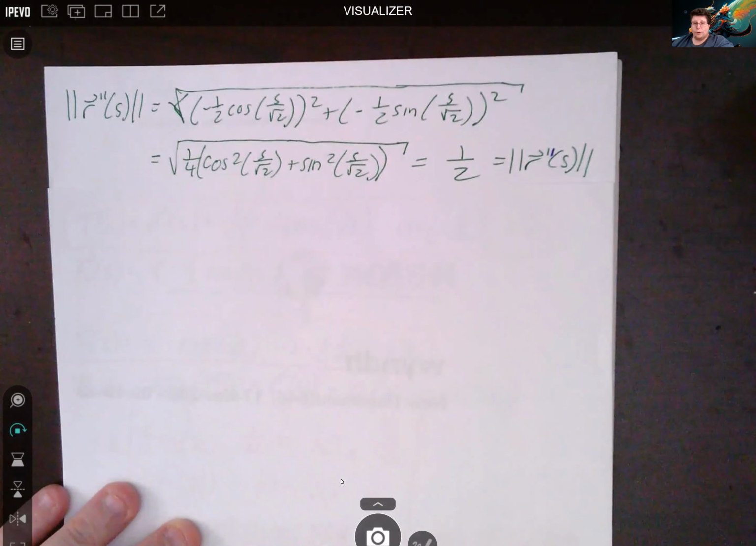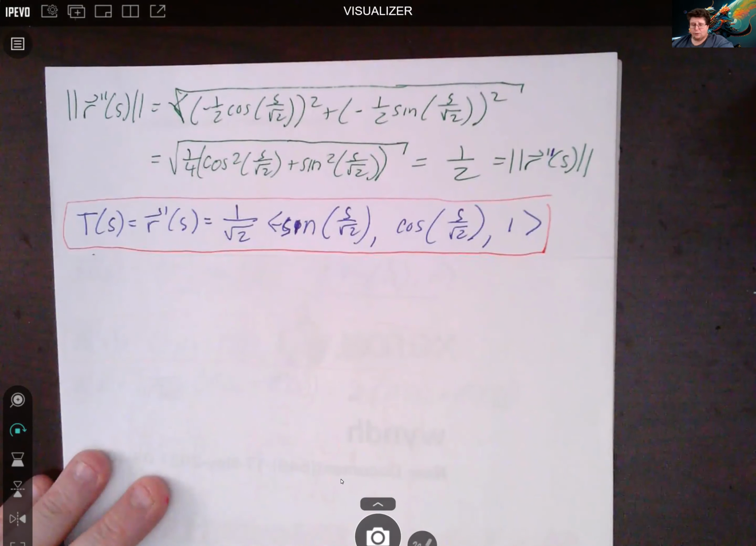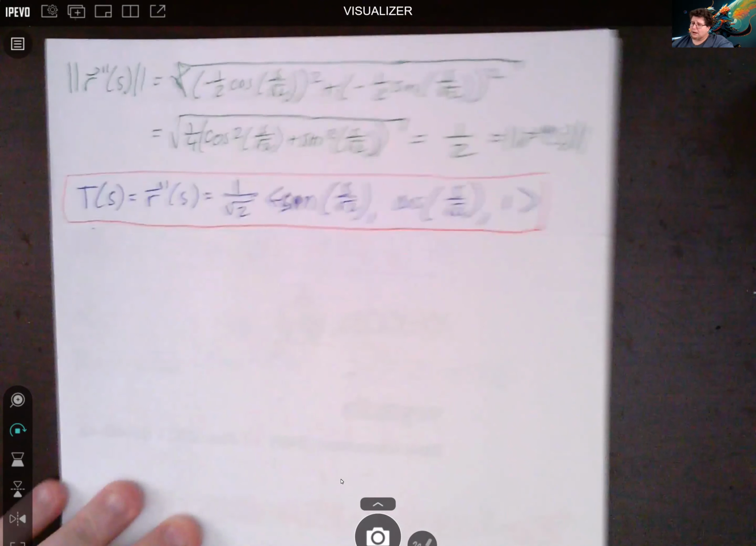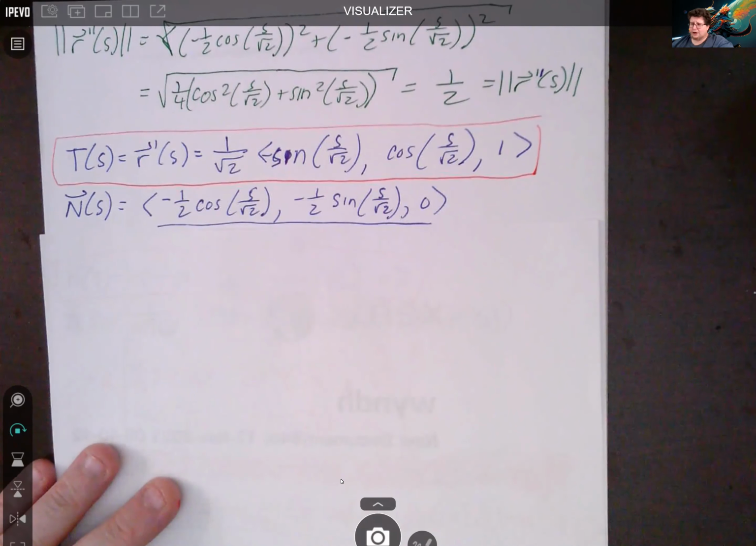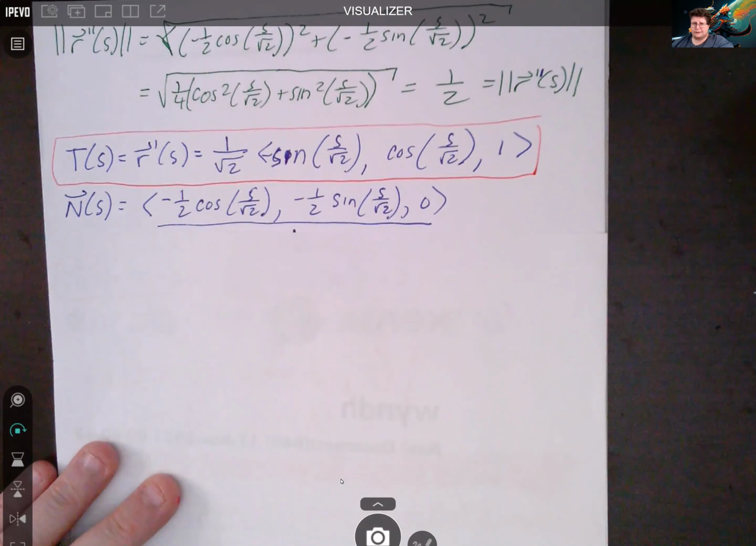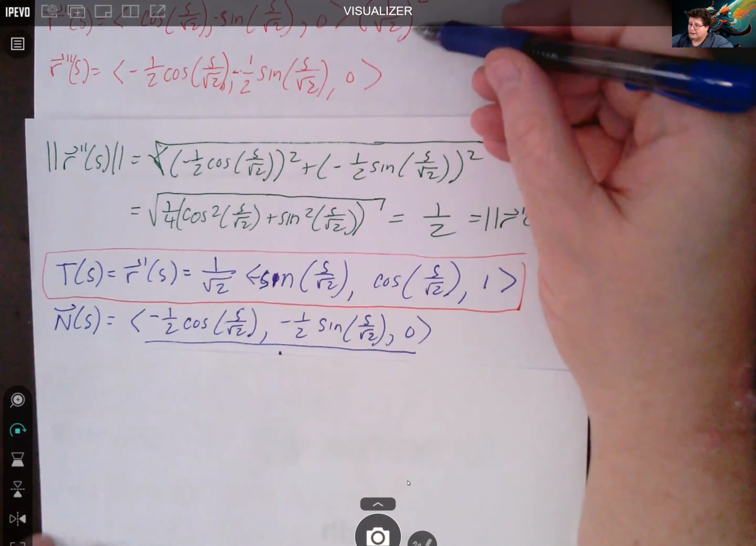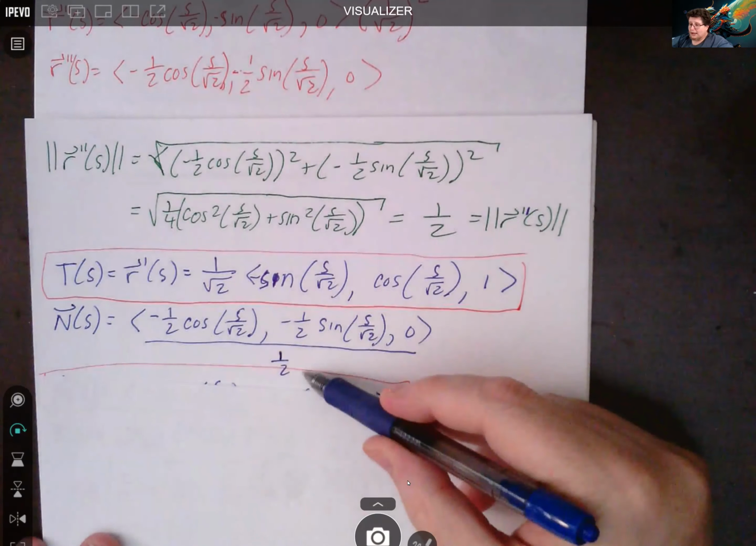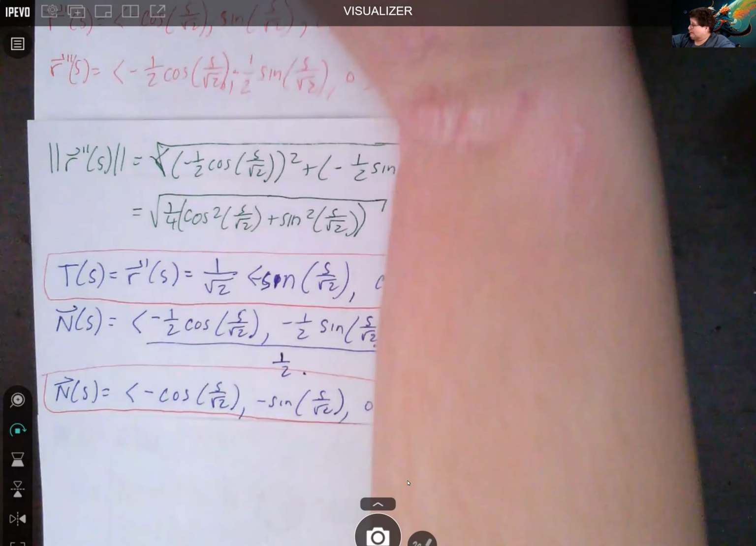Okay. We have what we need. So T of s was just the first derivative: 1 over root 2, negative sine of s over root 2, cosine of s over root 2, and 1. We can find N by taking r double prime and dividing it by its magnitude. So where was r double prime? R double prime was right here. We have the 1/2 out front. We divide it by the 1/2 for the magnitude of r double prime right here. And N cleans up, has just negative coefficients on it.